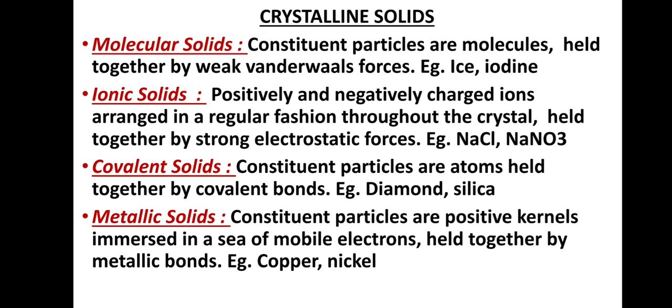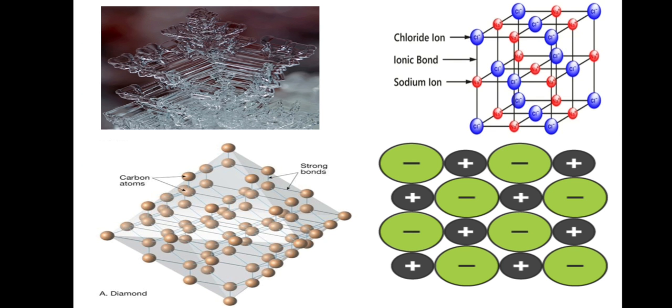Fourth one is metallic solids. Metallic solids are those in which the constituent particles are positive kernels immersed within a sea of mobile electrons. Okay, this you must have already been aware of when you studied the free electron theory, right? The sea electron model, as said. So the forces of attraction present between the constituents within this type of metallic solids are called metallic bonds. So any metal, for example, like copper or nickel or any such metal, they all have metallic solids.